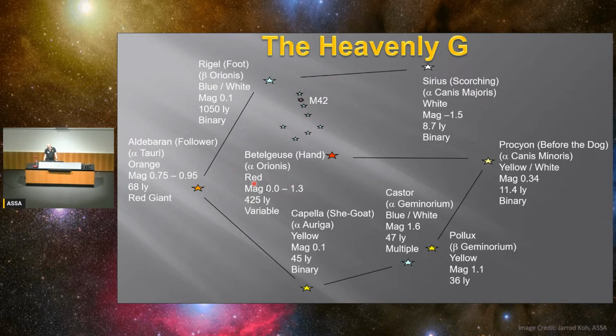So Betelgeuse is a red supergiant star, and as I said before, it's variable. It varies between magnitude 0 and 1.3, and it's 425 light years away. So it is at quite a large distance, which means that it's a very luminous star.